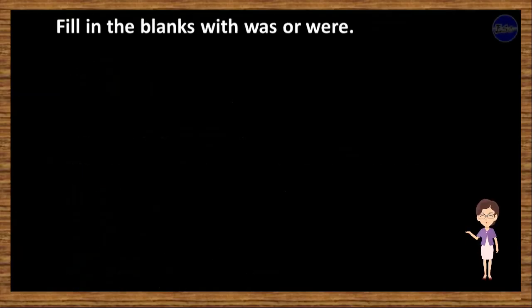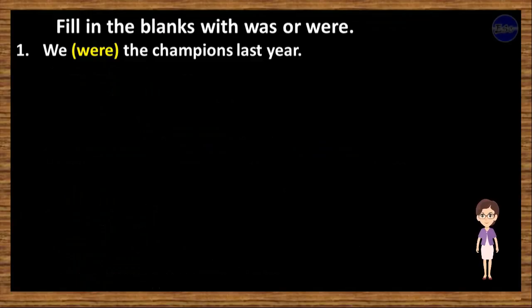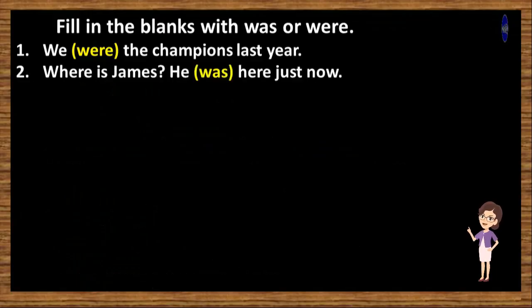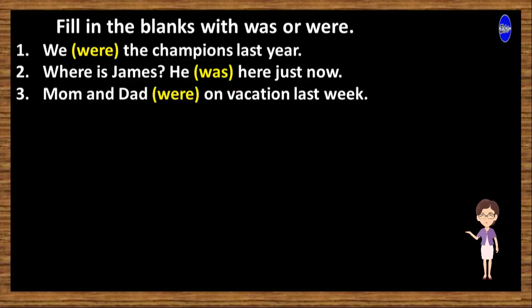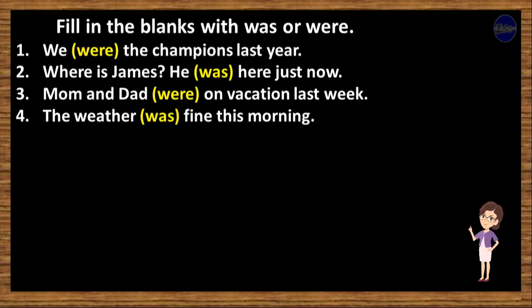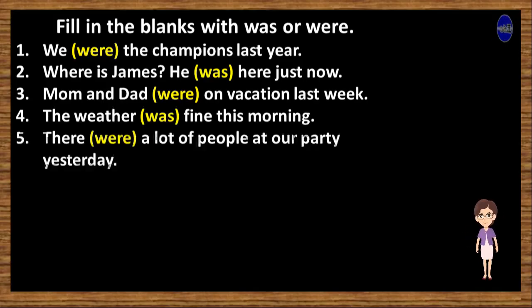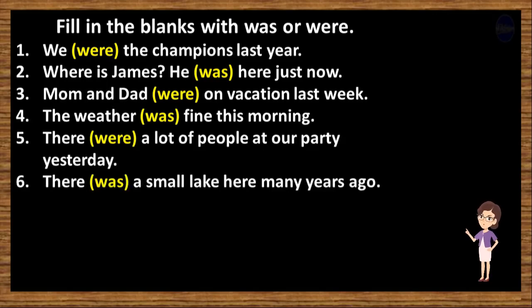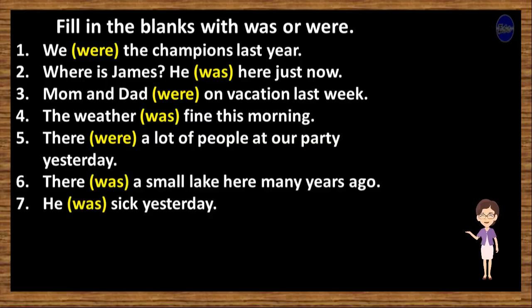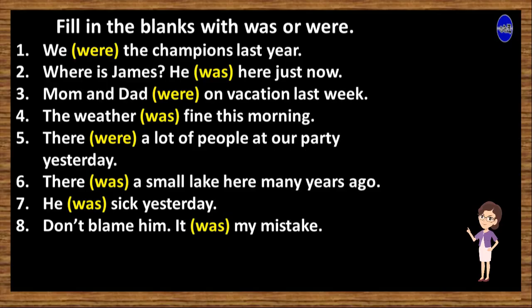Fill in the blanks with was or were. 1. We were the champions last year. 2. Where's James? He was here just now. 3. Mom and dad were on vacation last week. 4. The weather was fine this morning. 5. There were a lot of people at our party yesterday. 6. There was a small lake here many years ago. 7. He was sick yesterday. 8. Don't blame him. It was my mistake.